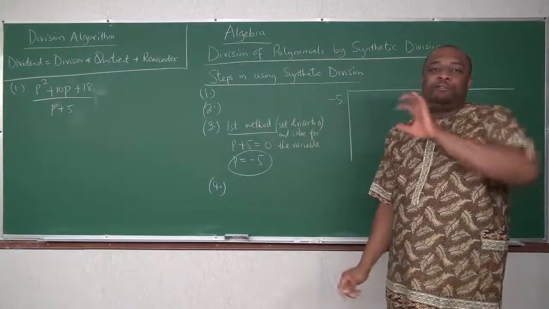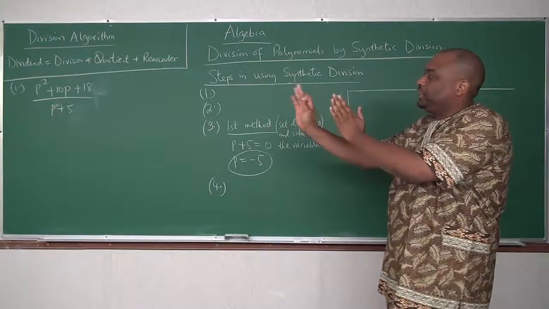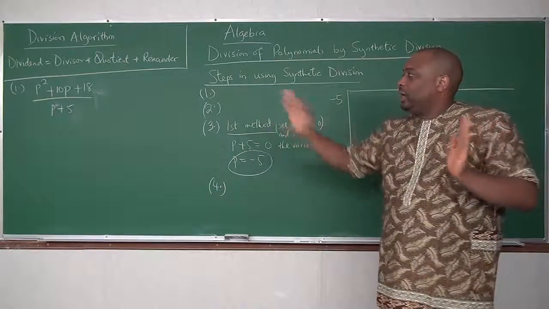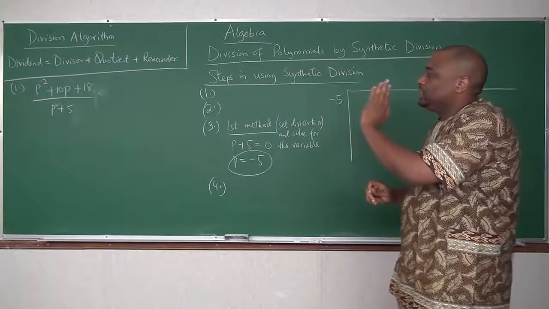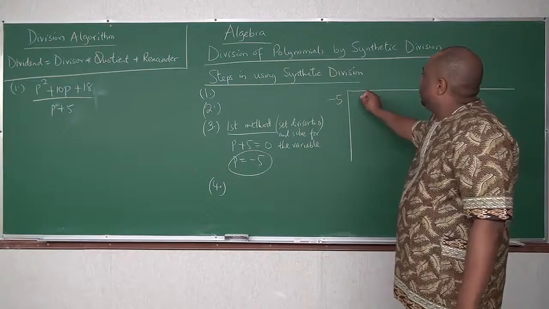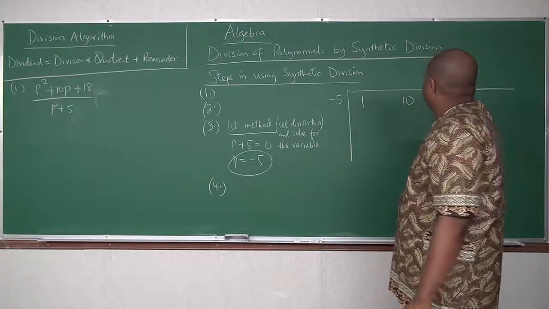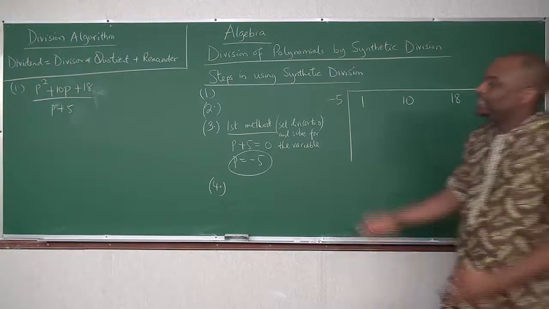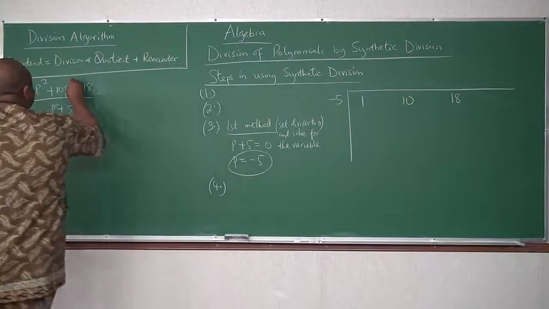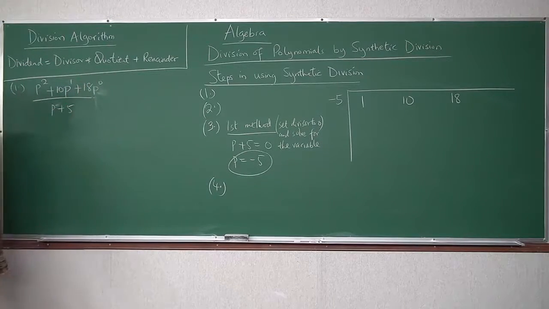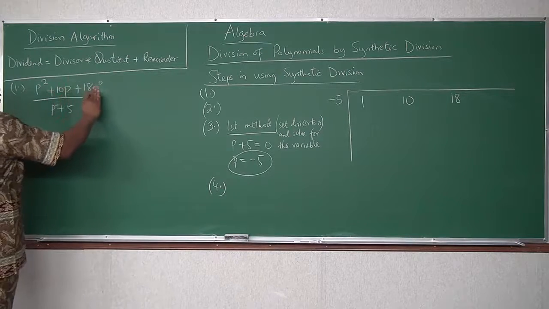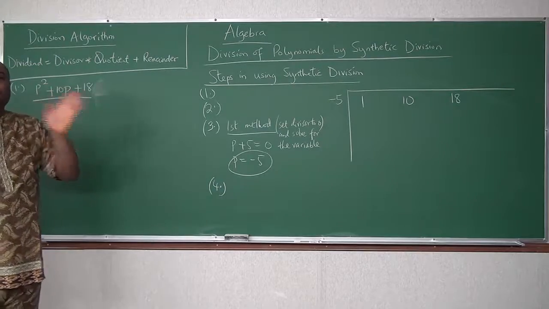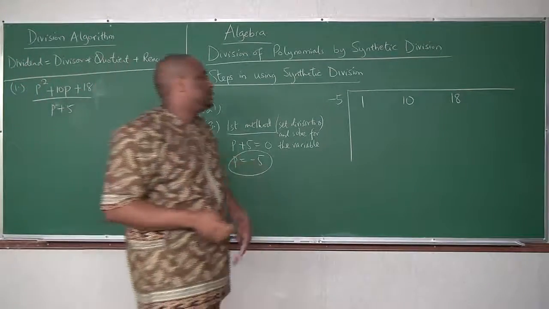Then you look at the coefficients of the dividend. You write the coefficients of the dividend, provided you have arranged it in descending order of exponents. So we have 1, 10, and 18. Remember, this 18 is like saying p to the power 0, and the 10 is like p to the power 1. If it is not complete, you add zeros to the missing terms and complete it.